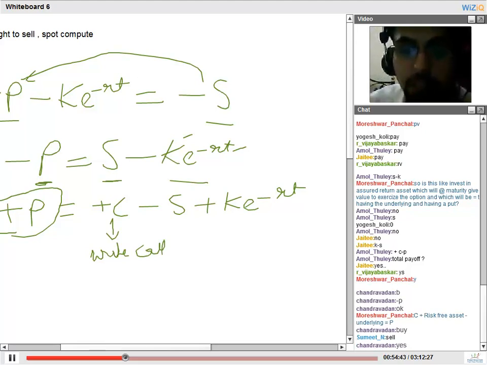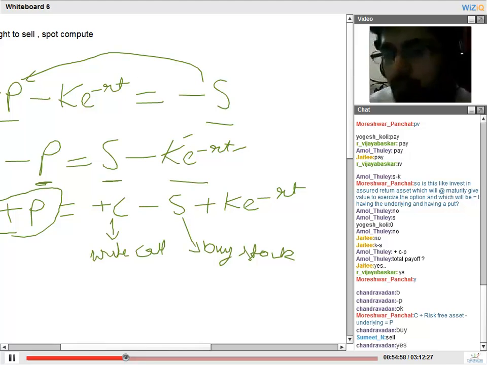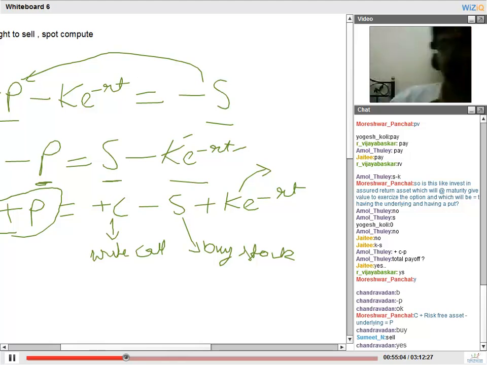Minus S means what? I have to pay S. Do I pay S when I buy the stock or when I sell the stock? Buy the stock. Plus K e raised to power minus RT. It's a cash inflow again, so am I borrowing or lending? I'm getting K e raised to power minus RT from somewhere. Am I borrowing or lending? So writing a put is like writing a call, buying the stock and borrowing.